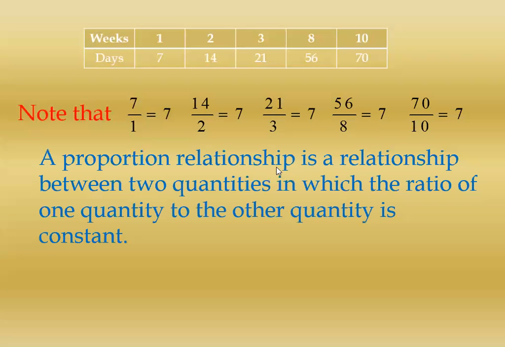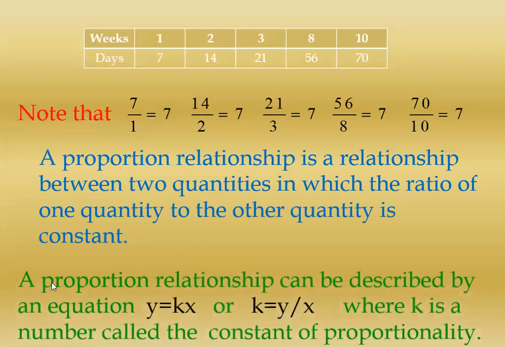Then a proportional relationship is a relation between two quantities in which the ratio of one quantity to the other quantity is constant. A proportional relationship can be described by an equation. This equation is y equals kx. The value of k equals y over x, where k is the number called the constant of proportionality.